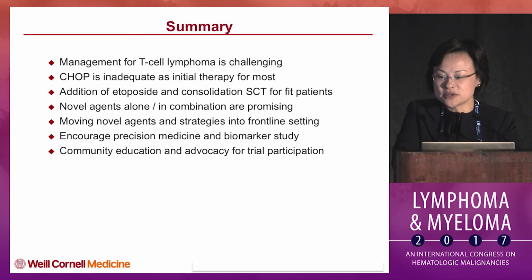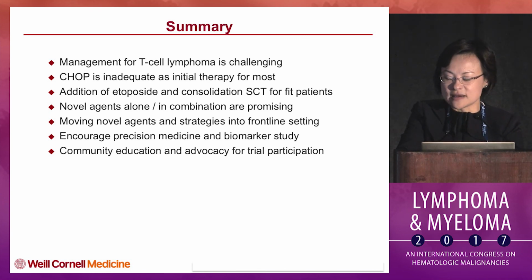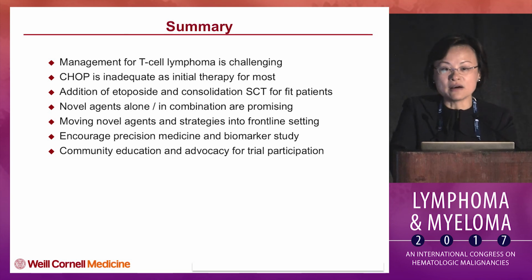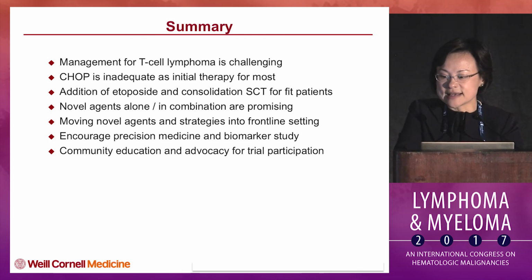To conclude, management of T-cell lymphoma remains challenging, and in frontline settings, CHOP appears to be inadequate as initial therapy for most of the subtypes. However, there is a lack of evidence of a better alternative. Addition of etoposide and consolidation autologous stem cell transplant should be considered for younger, fit patients, especially those with non-ALCL higher risk. Novel agents, either alone or in combination, are being pursued, especially as experience from relapsed refractory settings is being applied to the frontline setting.